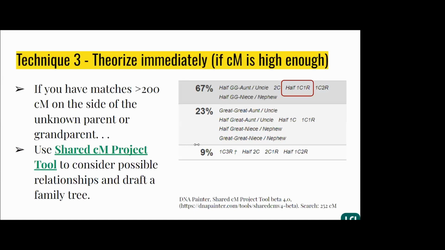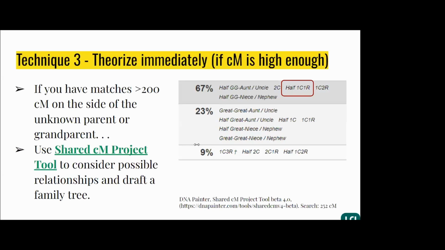They could be your second cousin. They could be your half first cousin once removed. They could be your first cousin twice removed, or they could be your half great grand niece or nephew. Now, that might sound like a lot of confusing possibilities, but again, a process of elimination can really help here.